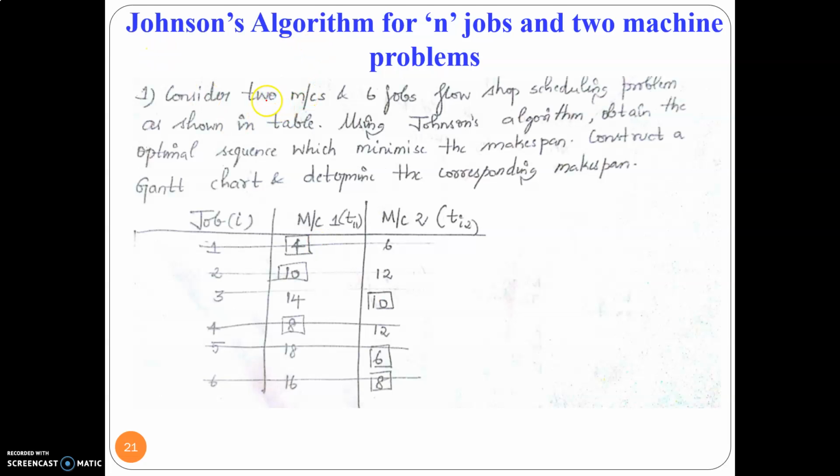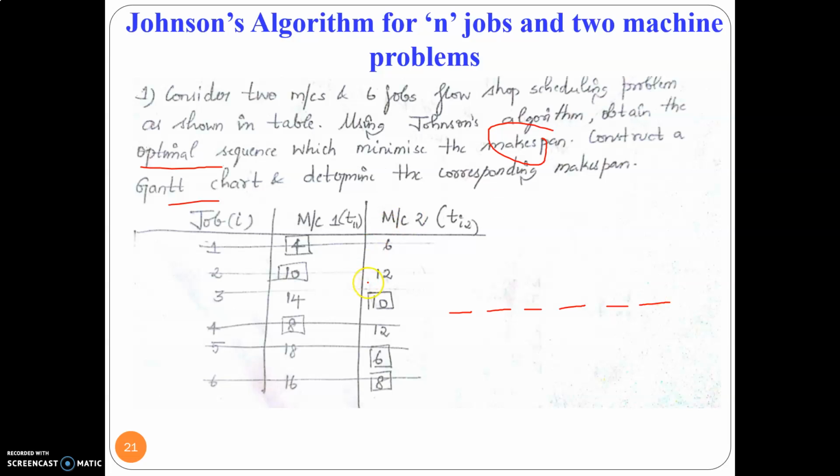Consider 2 machines, machine 1 and machine 2, and there are 6 jobs. We have to use Johnson's algorithm to determine the optimal sequence to minimize the makespan time. Then we have to construct a Gantt chart, I will tell you what a Gantt chart is, and determine the corresponding makespan. So we have 6 jobs. Draw 6 straight lines: 1, 2, 3, 4, 5, 6.